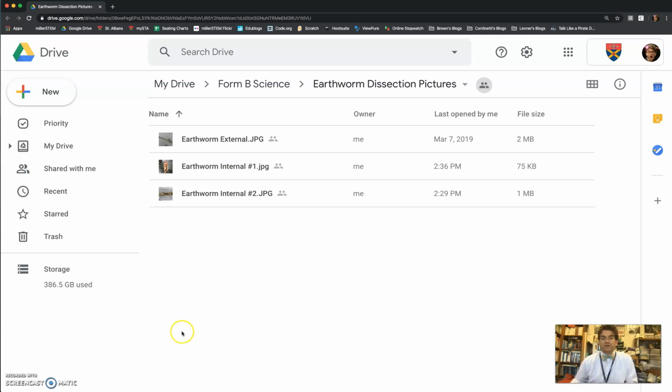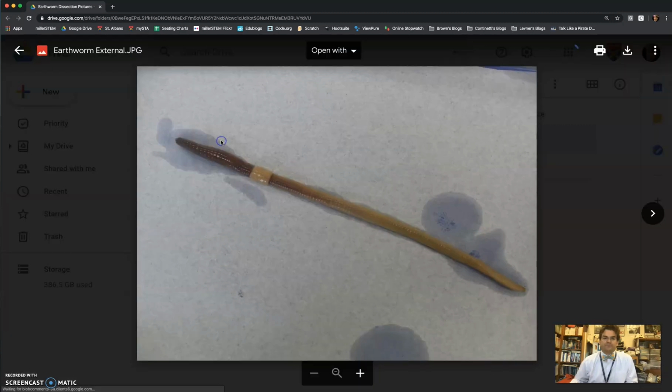First, this folder, Earthworm Dissection Pictures, will be shared with you, and so you will have access to these pictures to include in your lab report and label them appropriately. First, let's look at the earthworm external.